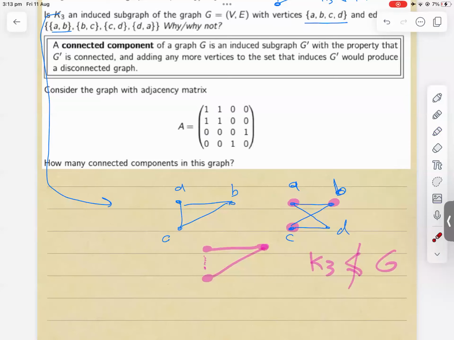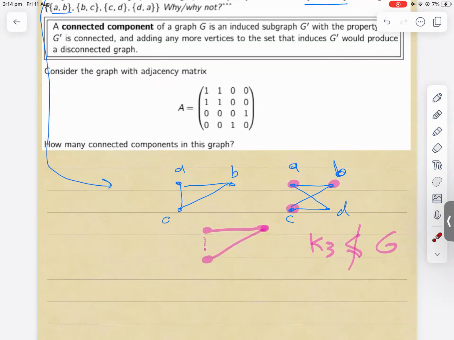So it's an induced subgraph. When it says induced, it means really connected. And adding any more vertices to that set will cause G prime to be disconnected. So it will really be a component. A component. All right.